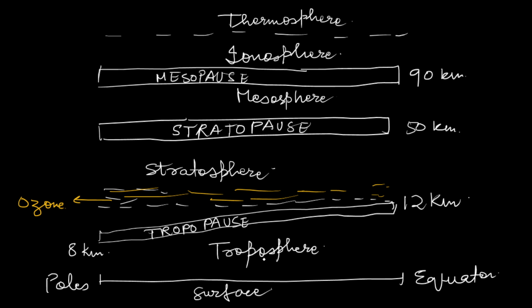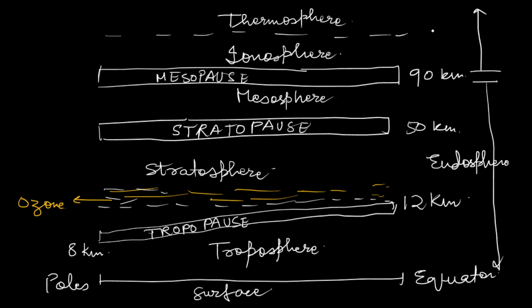But one thing you should know here: up to mesosphere, we have homosphere. This region is known as homosphere, and the layers of atmosphere over mesosphere are known as exosphere, that is, the outer atmosphere. And what we should know here is the lapse rate.